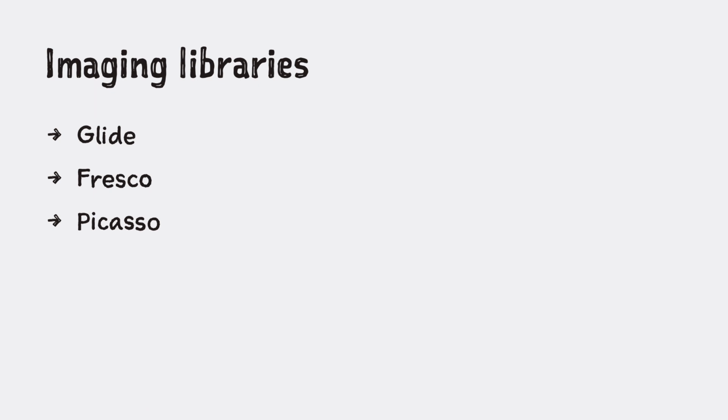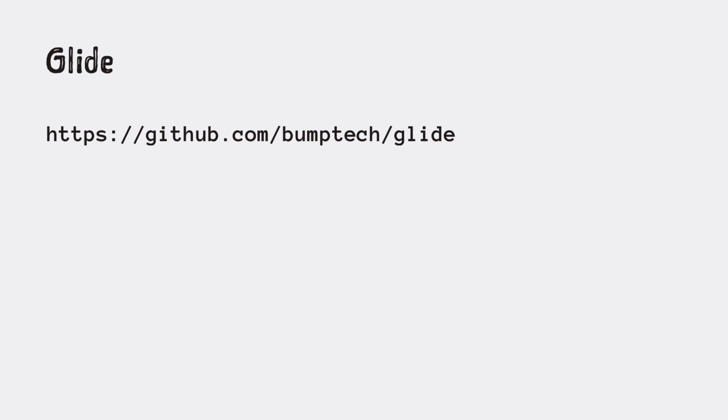And I mentioned the three sort of leaders in the market, which are Glide, Fresco, and Picasso. Glide was made by people from Google, but it's not Google official. It supports fetching, decoding, displaying videos, displaying images, displaying animated GIFs. It uses a custom HTTP URL connection, but you can switch that to use Volley or OkHttp if that's what you're using to fetch your images. And it has a very easy way to configure your cache for individual images.